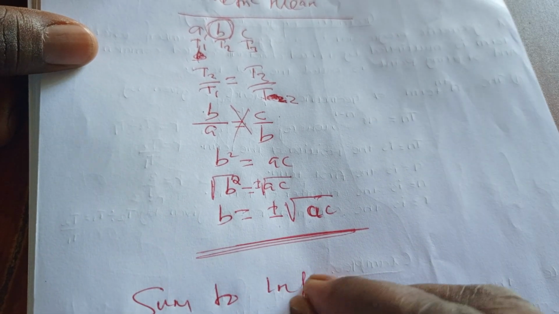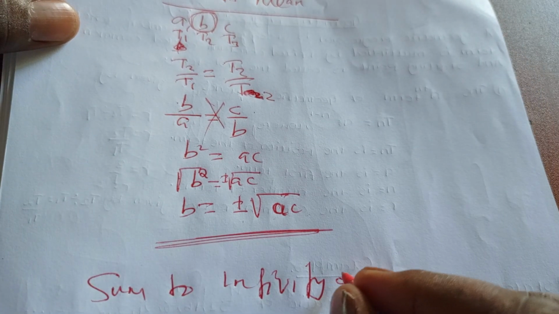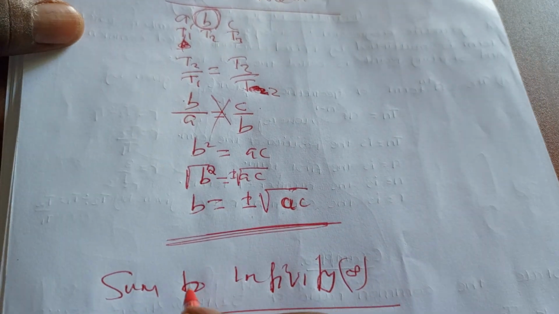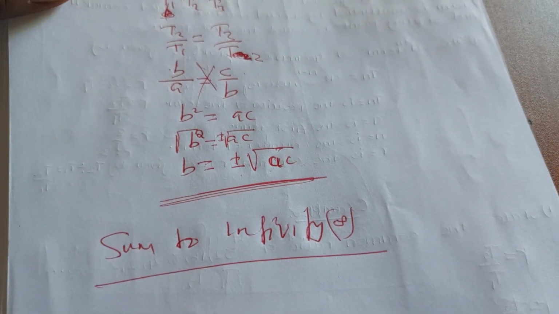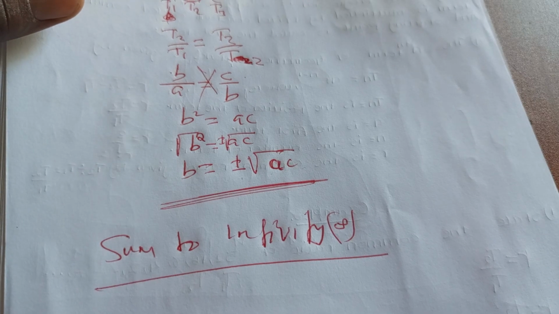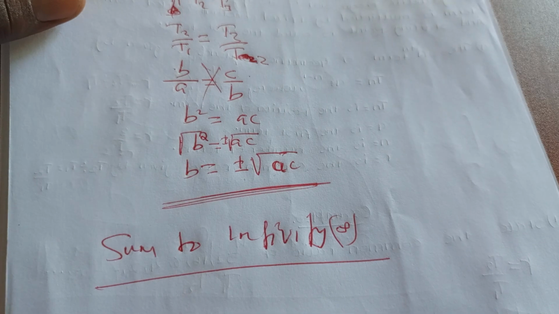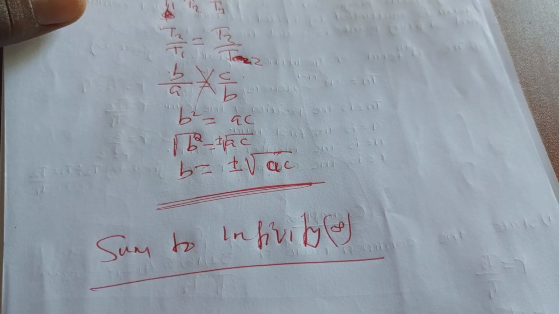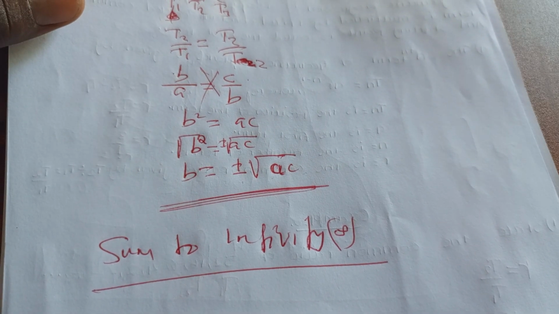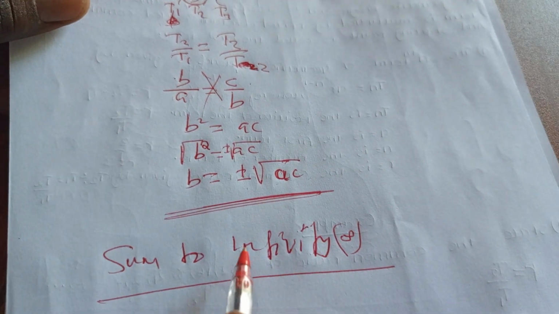Sum to infinity, given by this symbol. Infinity means endless. It does not end; it continues. For example, the God of infinity means the God that doesn't end, the God of always. Good.